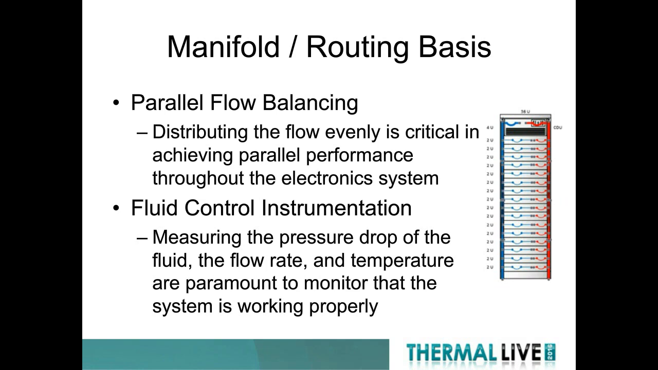Whereas in a data center, if there's 36 nodes, then the manifold's going to distribute that into 36 smaller, evenly distributed flows into smaller cooling loops. We also see in the manifold and routing that there's the need for fluid control instrumentation. This is measuring the pressure drop of the fluid, the flow rate, the temperature. They're all paramount in making sure these systems are working properly.